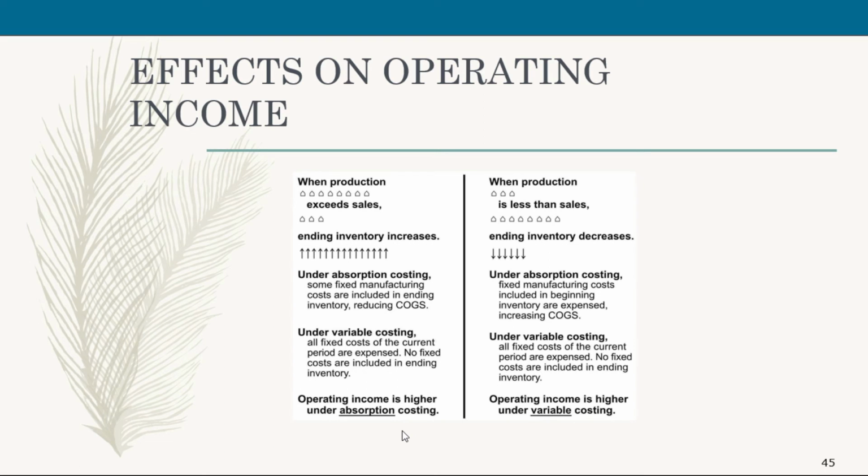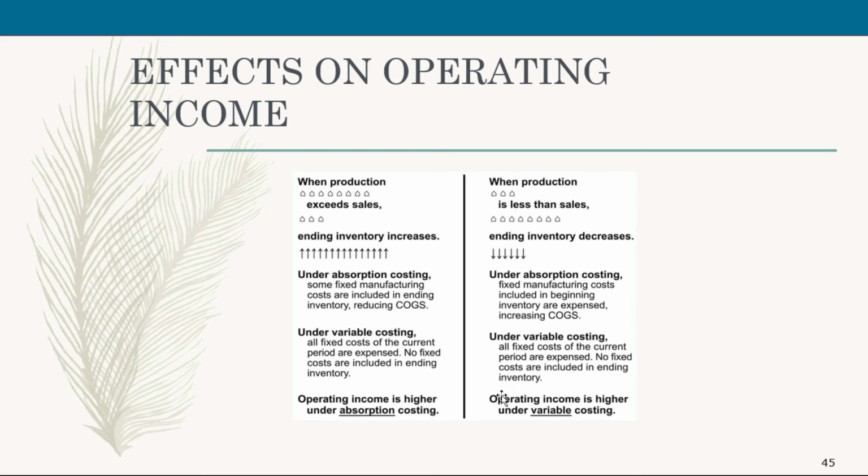Okay, and what if the production is less than your sales? So what will happen to your ending inventory? It will decrease. Now, under absorption costing, fixed manufacturing costs included in beginning inventory are expensed, thus increasing your cost of goods sold. However, it will only decrease your net income under absorption costing. Then under variable costing, all fixed costs of the current period are expensed. No fixed costs are included in the ending inventory. This is just the same as in the previous scenario, right?